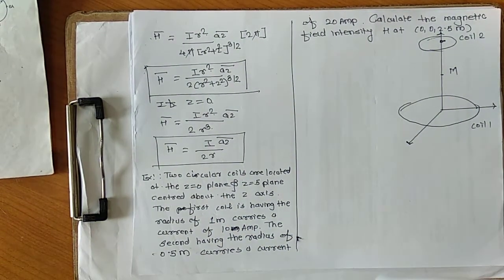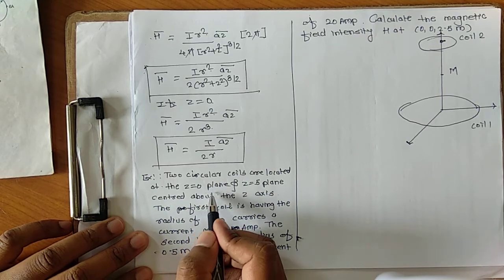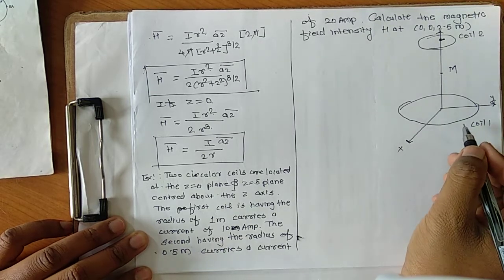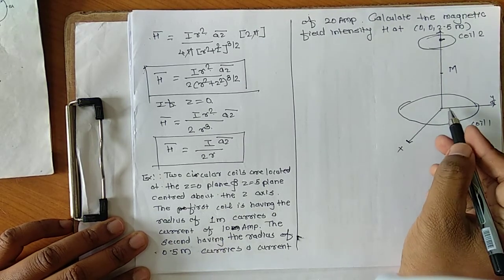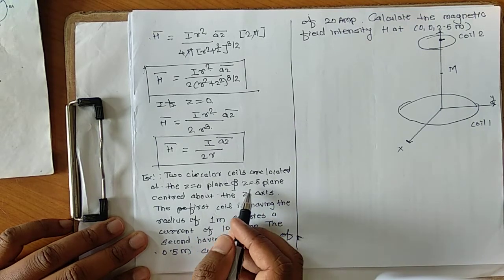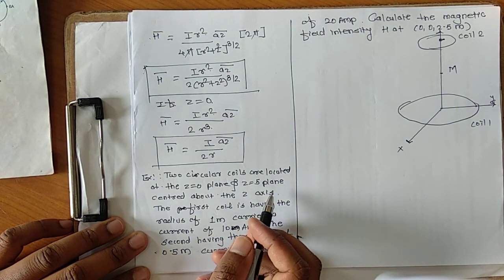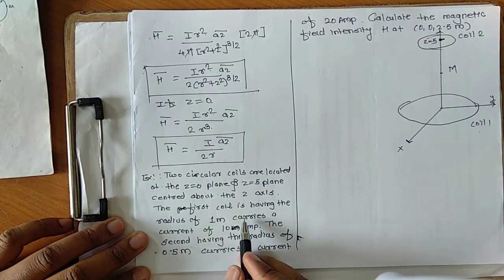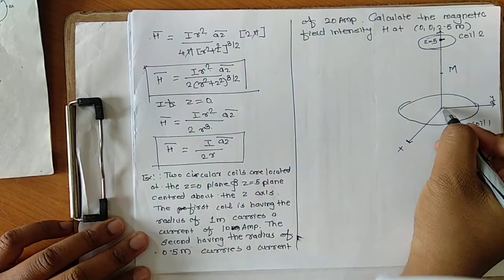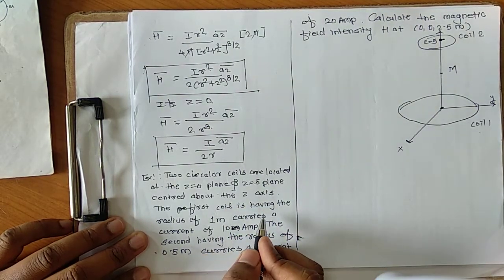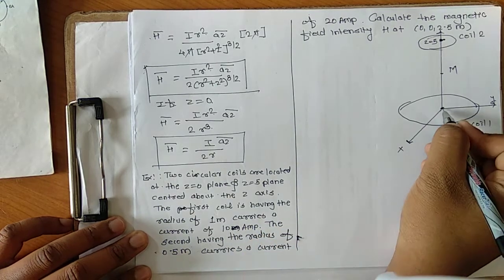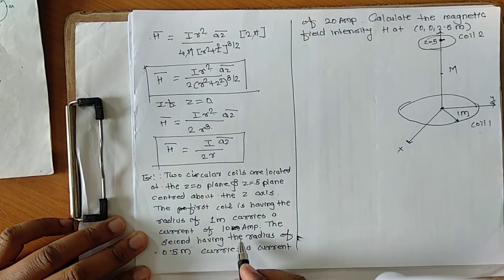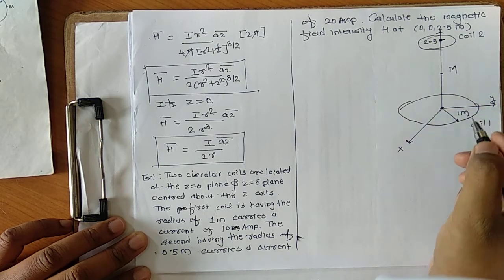So here is one problem. Two circular coils are located at the Z is equal to 0 plane. Z is equal to 0 plane means the XY plane. So one coil is on the z is equal to 0 plane, and the second coil is on the z is equal to 5 plane, centered at the z axis. The first coil has a radius of 1 meter and carries a current of 10 ampere.